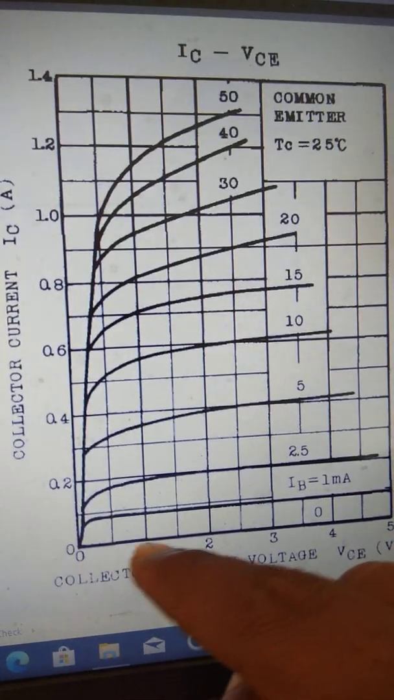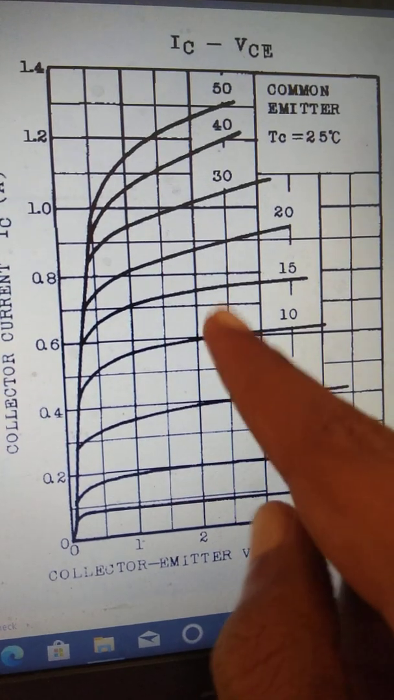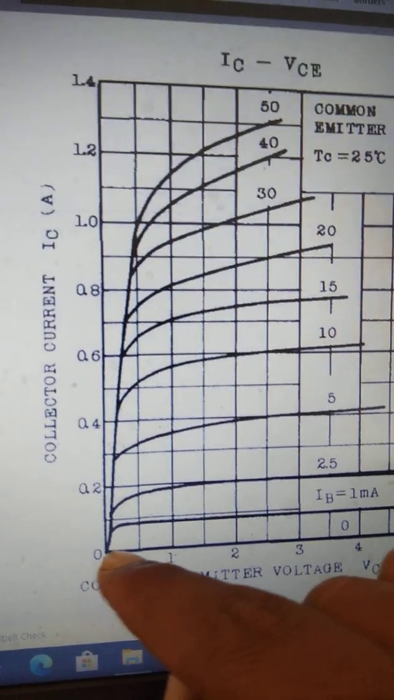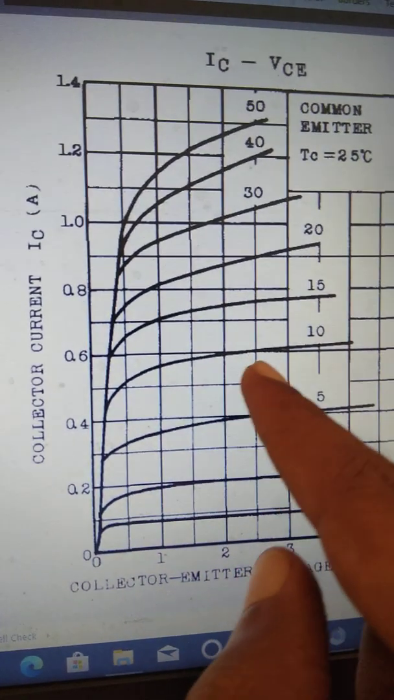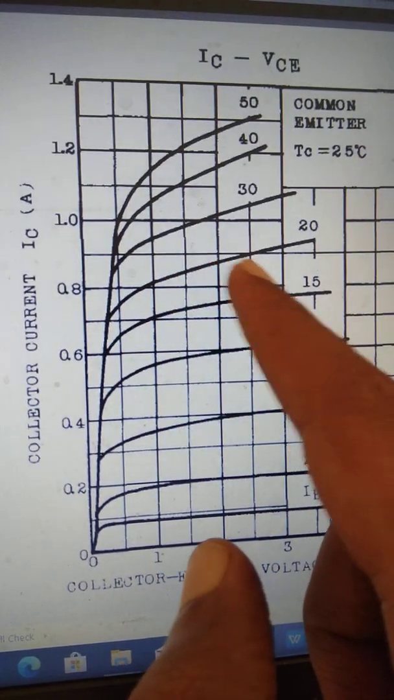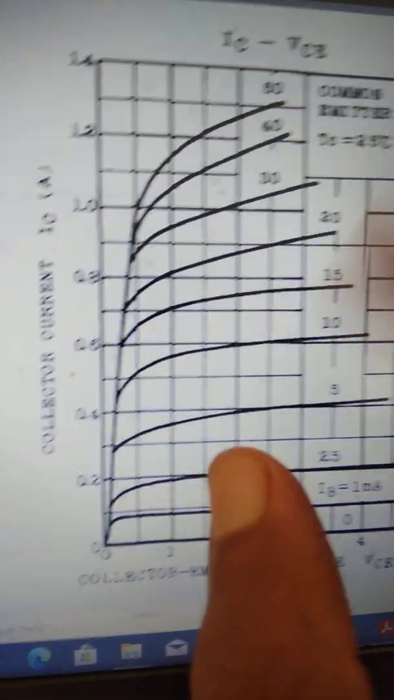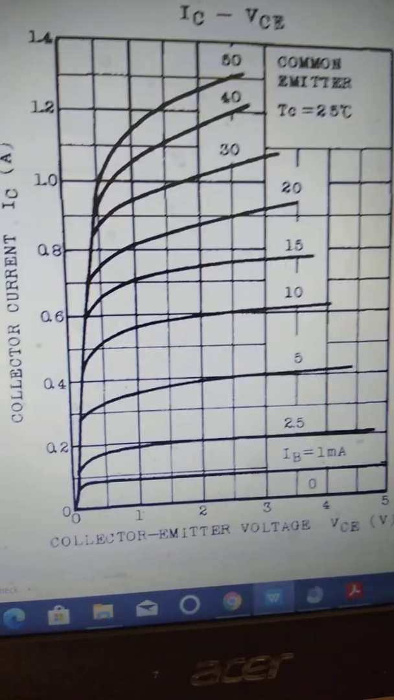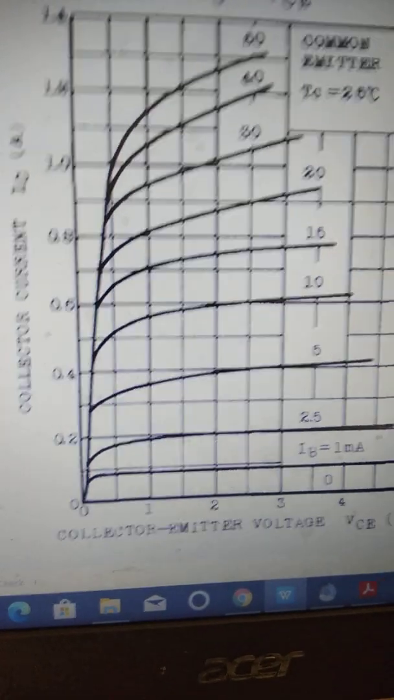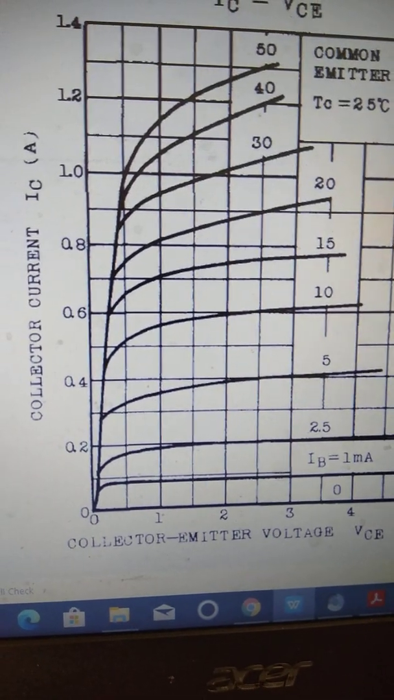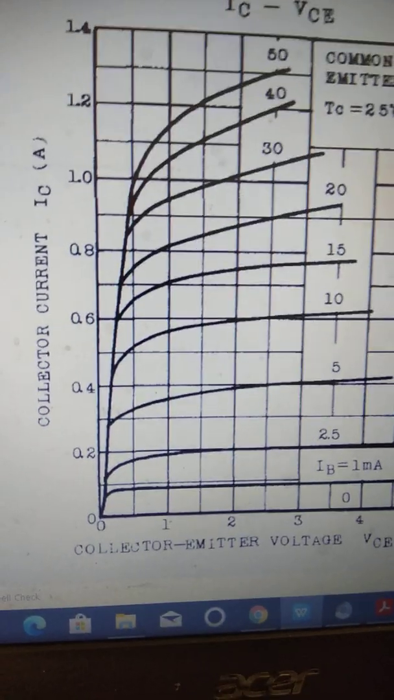Similarly, if we increase the value of IB, IB means base current, then what will happen? This IC will attain a stable value for various values of base current. For these particular characteristics, we assume that the temperature is normal temperature, around 25 degree Celsius.